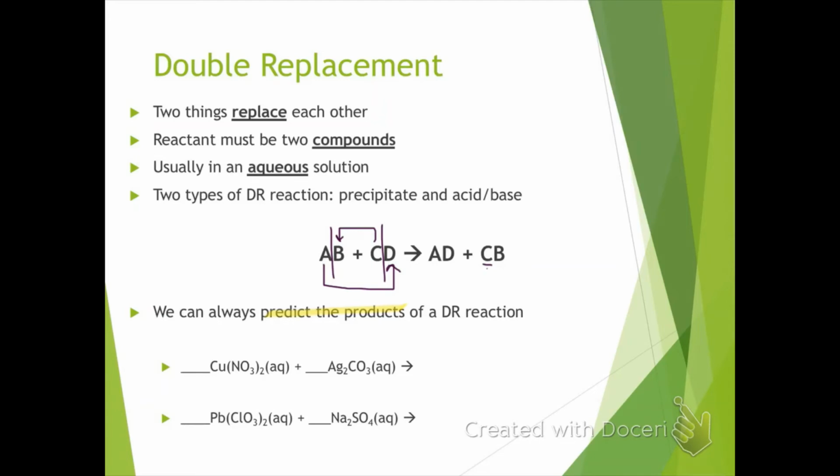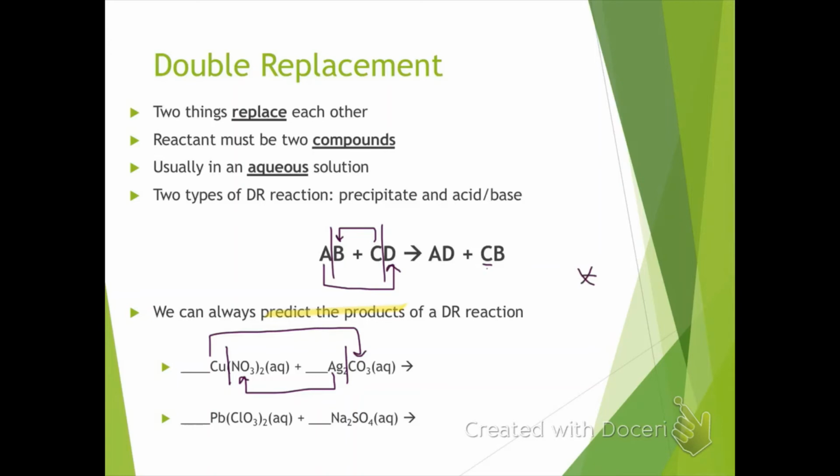So, taking a look at these, two things are replacing each other. So we can split up both of our compounds into their ions. So copper nitrate, split up our silver and our carbonate. Copper is going to go with carbonate and silver is going to go with nitrate.